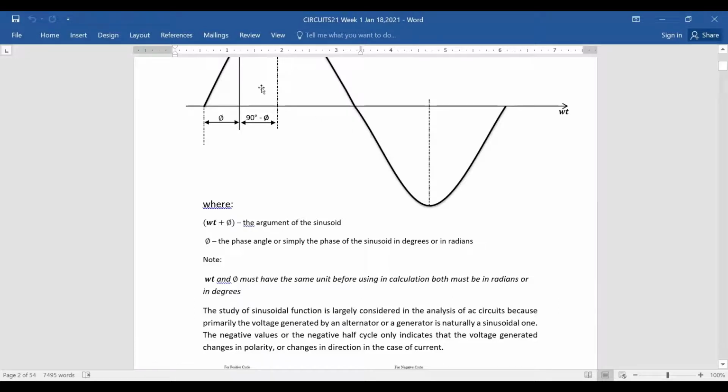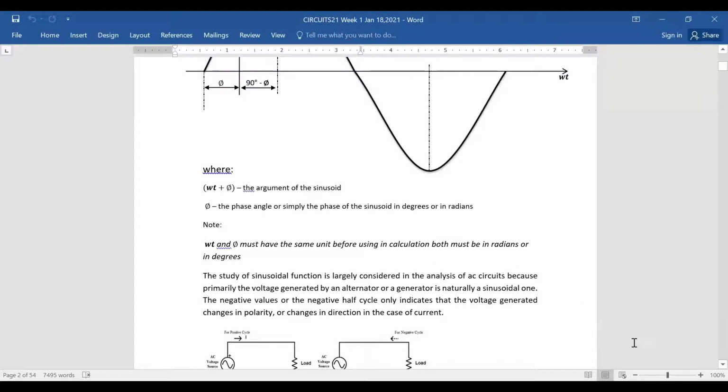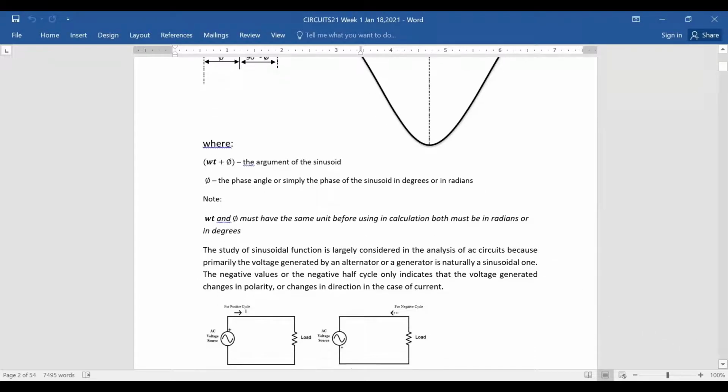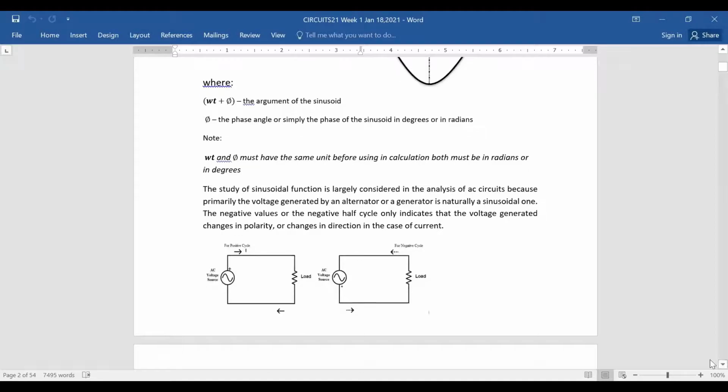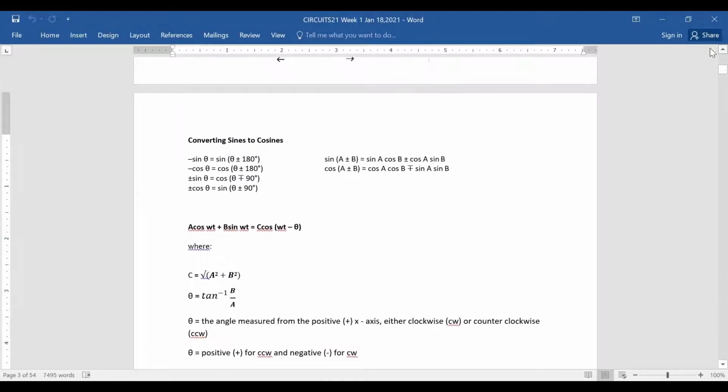For the current, for the positive half cycle, let's say for example, the direction is clockwise. But when we consider the negative half cycle, then we can simply say that the direction of the current there is the reverse of the direction of the current in the previous one, in the positive half cycle, as illustrated in our figure here.